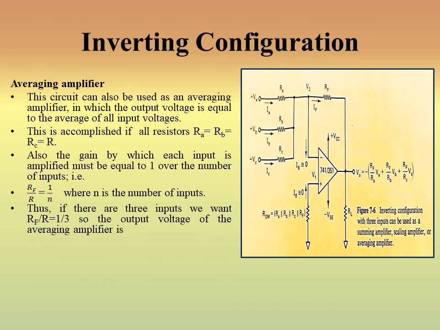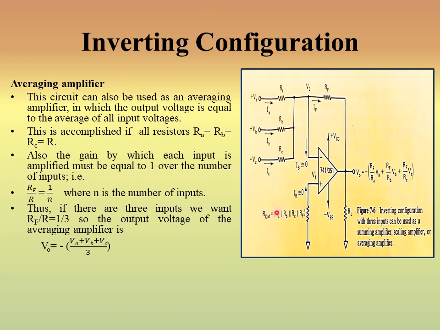Thus, if there are 3 inputs, we want Rf upon R equal to 1 by 3. So the output voltage of the averaging amplifier is V0 equals minus (VA plus VB plus VC) upon 3. In this way this circuit can behave as an averaging amplifier. The important thing to remember is Rf upon R is equal to 1 upon N, where N is the number of inputs.